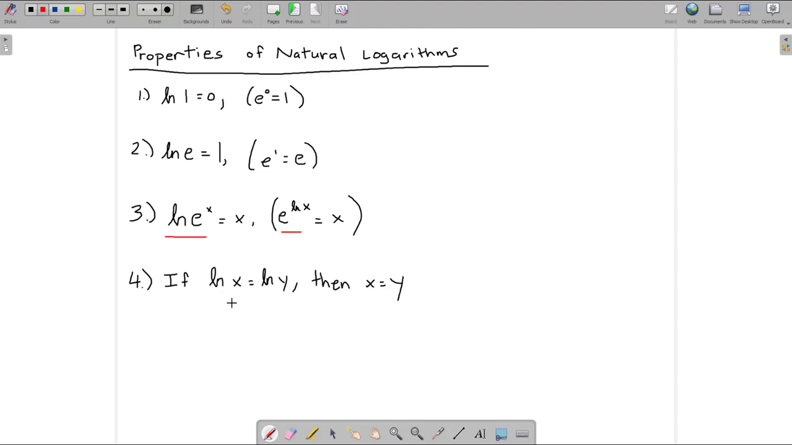And finally, if natural log of x equals natural log of y, then x equals y. And again, that is the one-to-one property of logs.